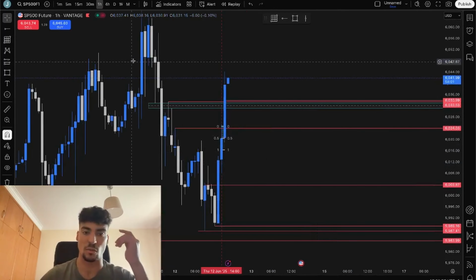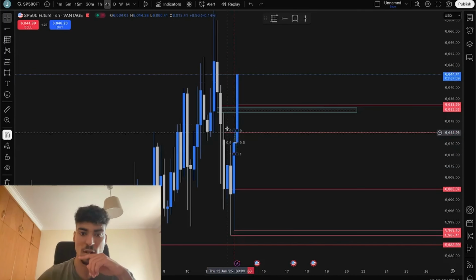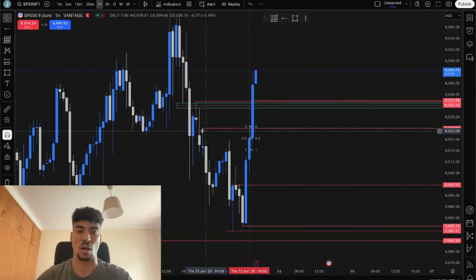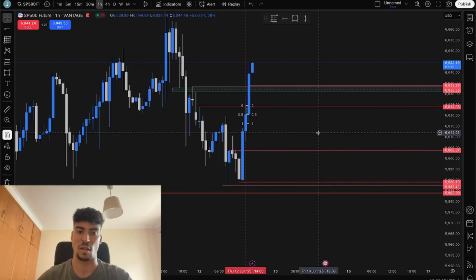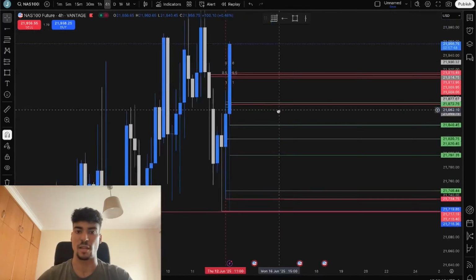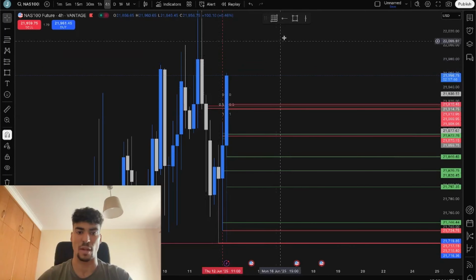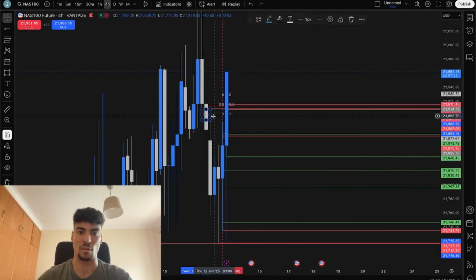Also, let's talk about the other draws on liquidity. We have this 4 hour fair value gap, and that's basically it on the S&P. Then we have this 1 hour high and 1 hour high right here. That's basically it for draws on liquidity and key levels. And then we go to Nasdaq. We don't have that 4 hour fair value gap. We have it right here. Can mark that down.